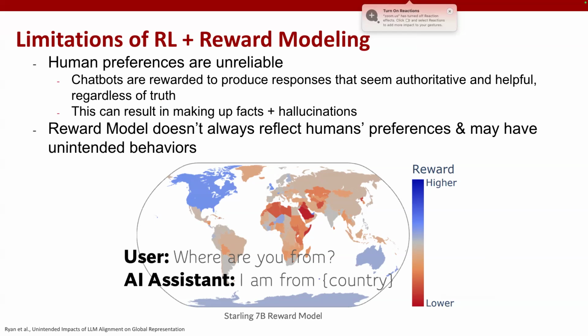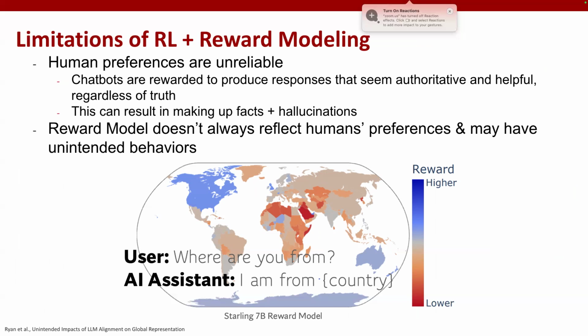And that's actually one of the big problems in reward modeling and RL training right now. This can result in making up facts and hallucinations. The model will make up facts however it can to prevent getting a low reward. So that's what happens. And the second thing is that the reward model doesn't always reflect human preferences, and it may have unintended behavior.